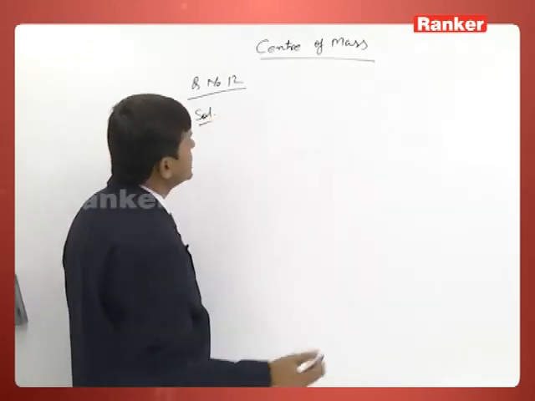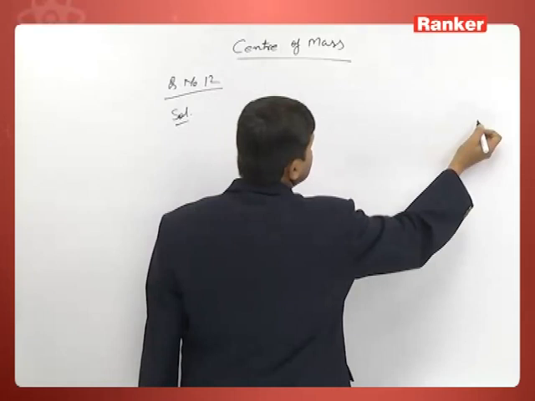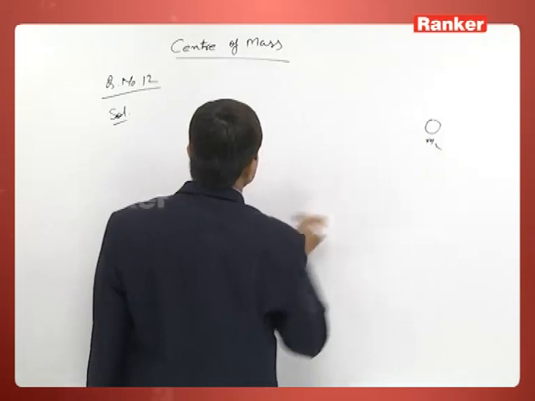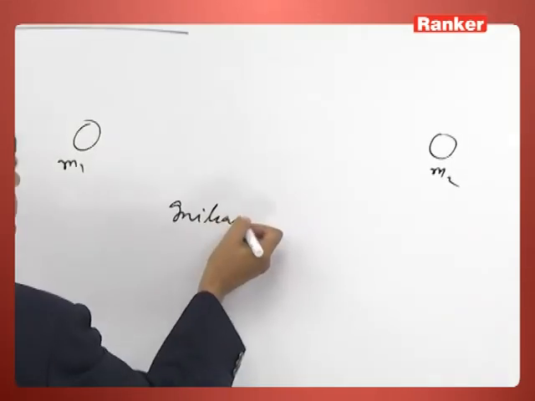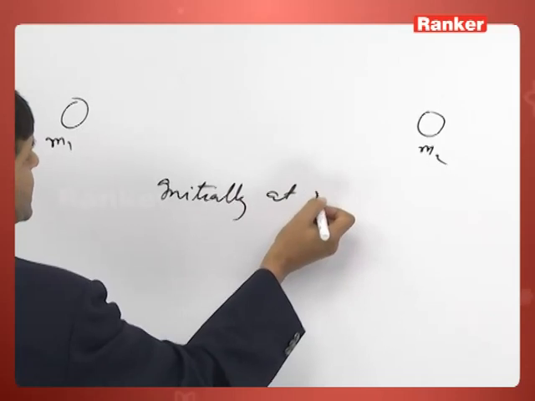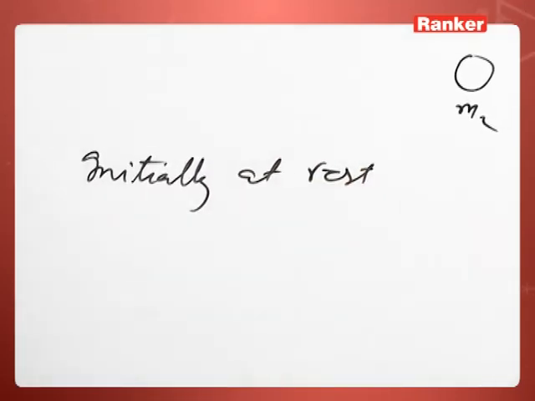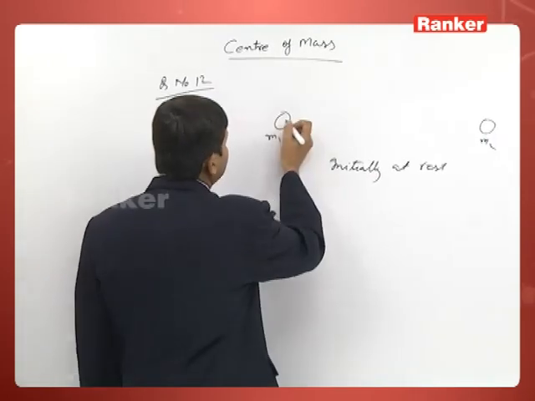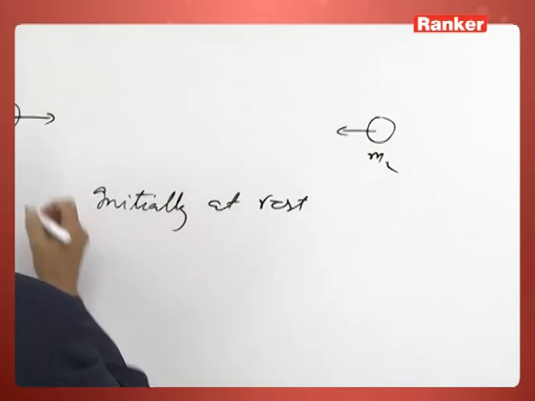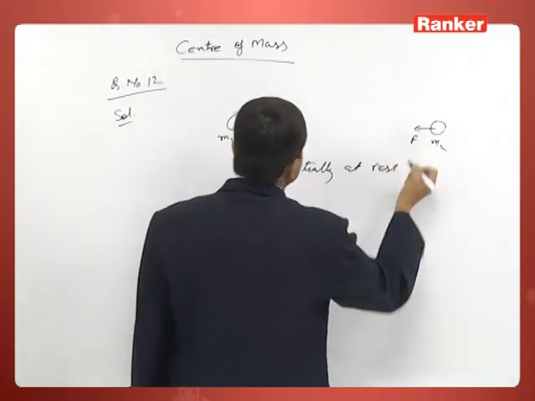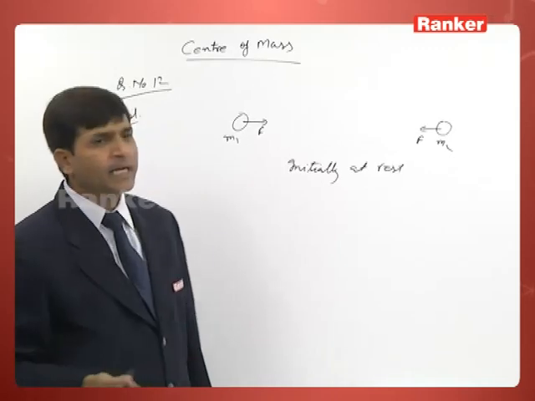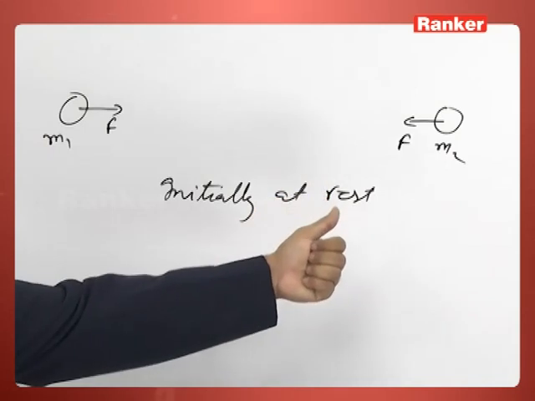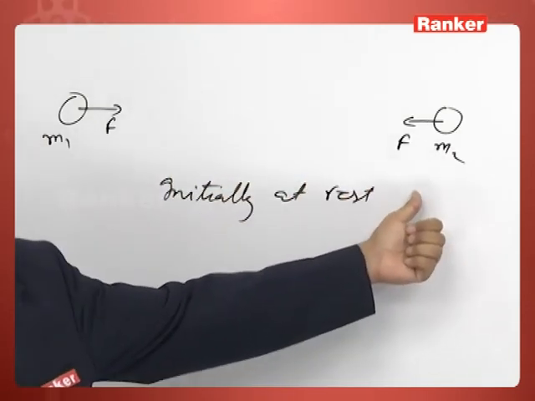Let these be the two particles. It is given that these two are initially at rest. Now, due to the mutual gravitational force of attraction, as we know, gravitational force is equal and opposite. Whatever force is applied on M1 by M2, the same force is applied on M2 by M1.